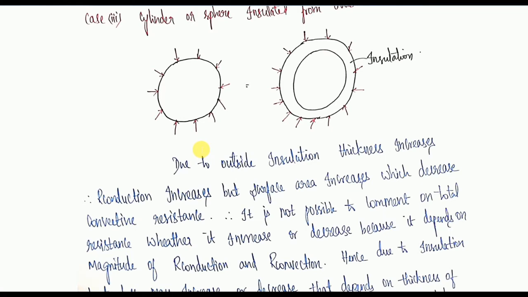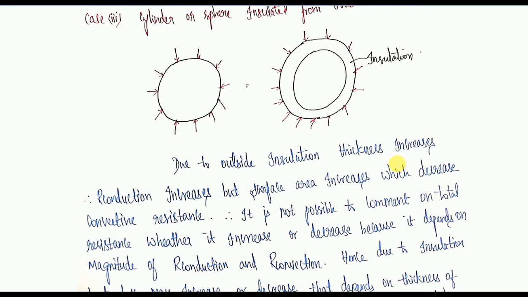What you are doing, you are going to insulate from outside. This is due to outside insulation. You are insulating outside. What happens? If you are insulating outside, the thickness is increasing. So already it is this much. Now you have insulated this much, the thickness is increasing.